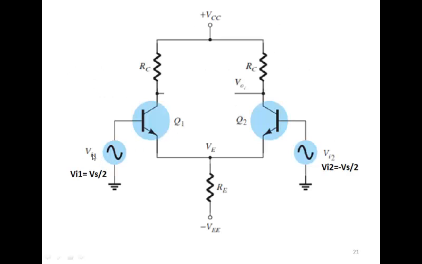So in order to have the differential component only and common mode signal 0, we are setting Vin1 equal to Vs by 2, and Vin2 equal to minus Vs by 2, so that the differential voltage Vd is equal to Vin1 minus Vin2, which is equal to Vs by 2 minus (minus Vs by 2), and it would be equal to Vs. And the common mode signal would be equal to (Vin1 plus Vin2) by 2, and that would be equal to 0.